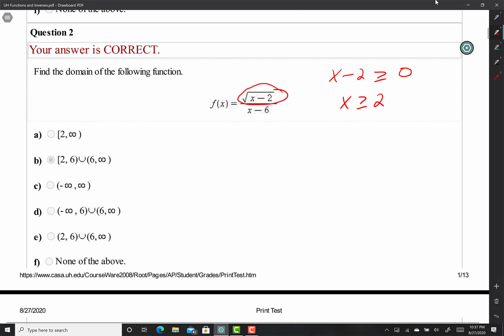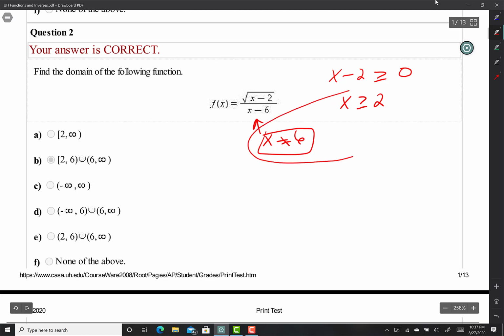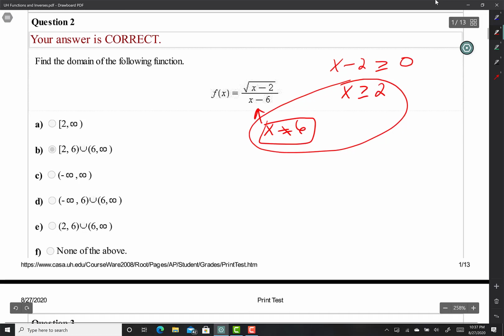But don't forget about the denominator here. Remember, you still can't divide by 0. And what makes the denominator 0? If x equals 6. So you cannot equal that value. So these two alone would be the answer if it was just an inequality form. But they have it in interval form.